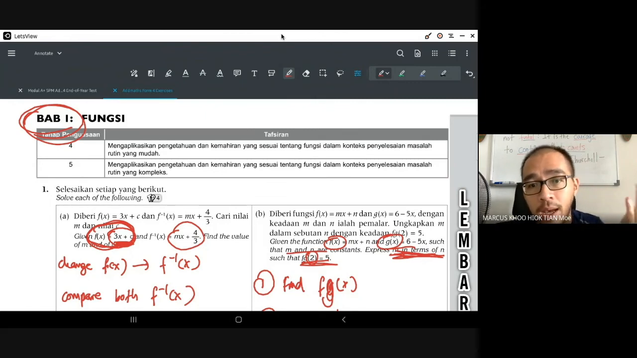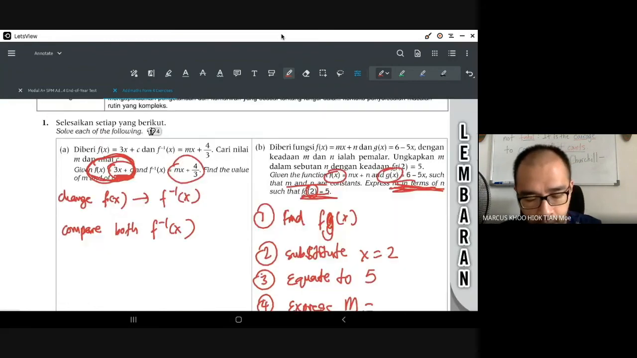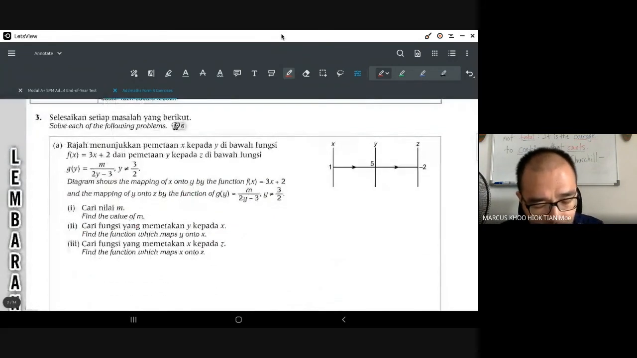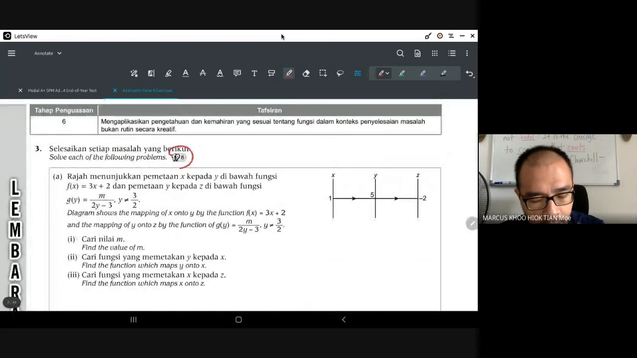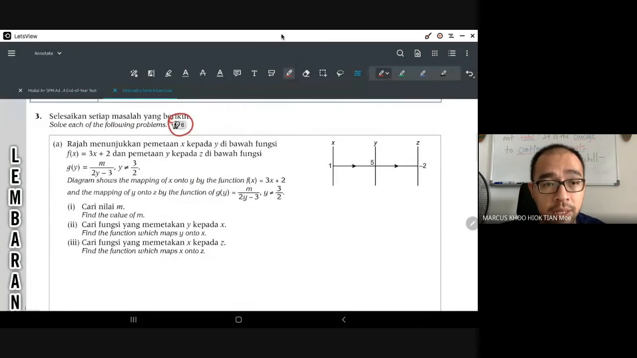And of course you must try. You cannot just turn on the video and let it play like background music on YouTube. No lah. You must try. All right, now these last two questions are higher level questions, but actually not that difficult lah.